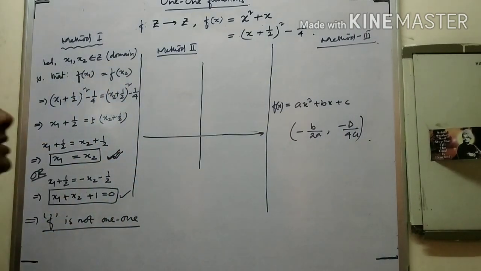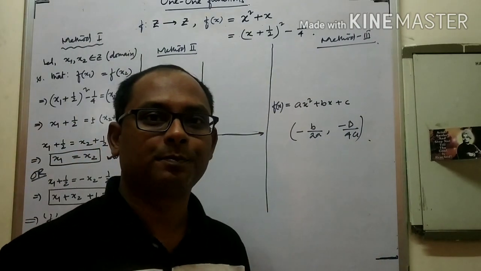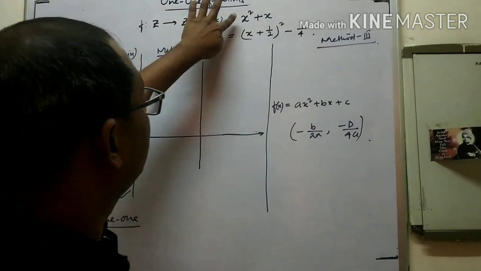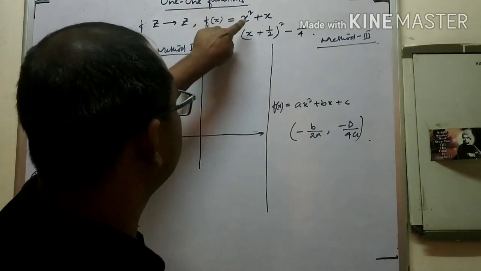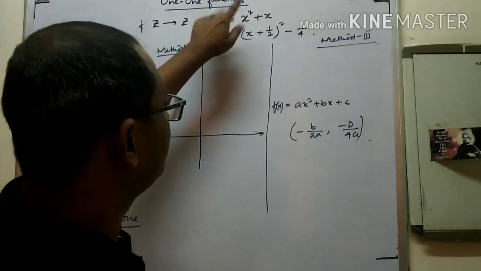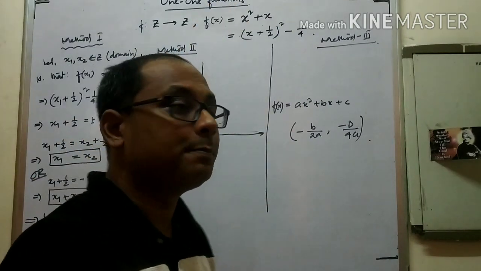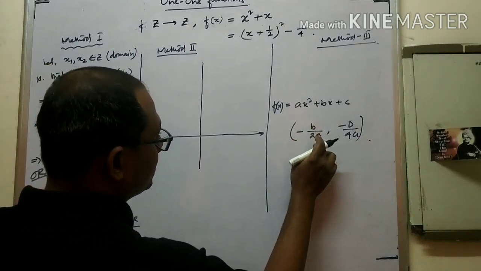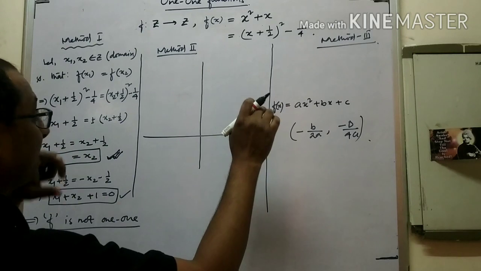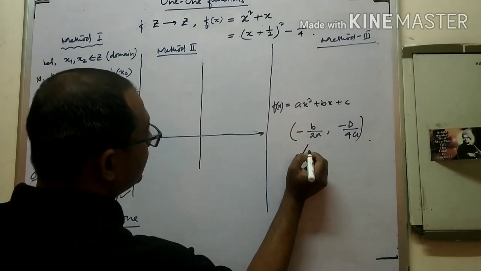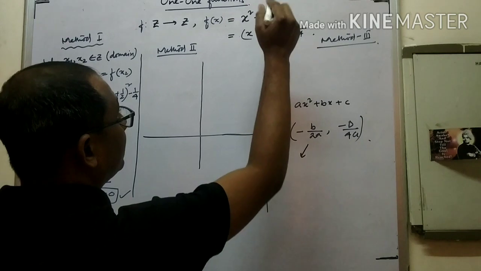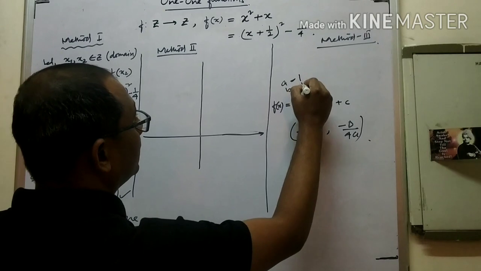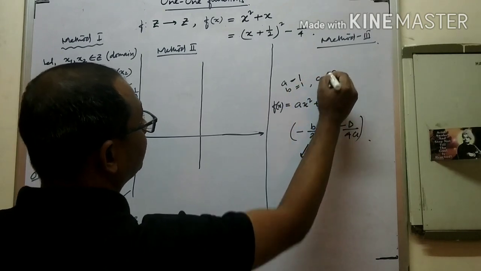Getting the coordinates of the vertex is very, very important to draw the graph of a quadratic function. And we have to check the coefficient of the highest power. The highest power coefficient is 1, positive, so it will be concave up. The vertex of the parabola will be minus b by 2a and minus D by 4a. Now let us check: a is 1, b is 1, c is 0, there is no c here.